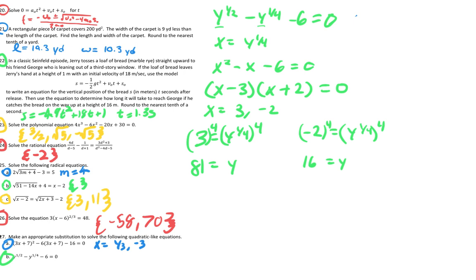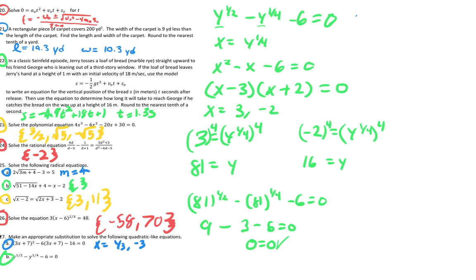Now, because we did some substitution, we need to check to make sure that everything works out. So 81 to the 1/2 minus 81 to the 1/4 minus 6, we need to make sure that that equals 0. So this will be 9 minus 3 minus 6 equals 0, and we get that 0 equals 0.